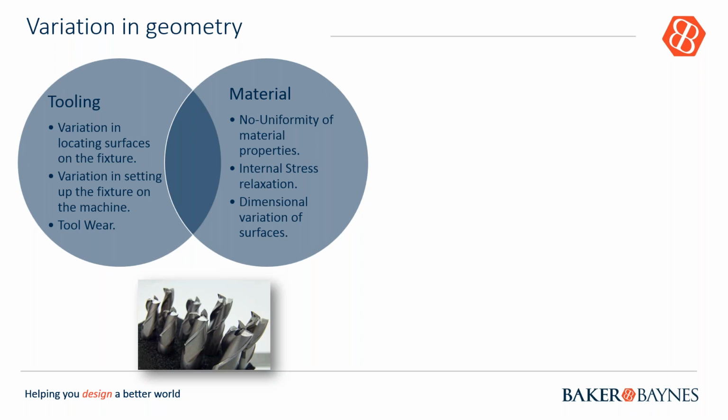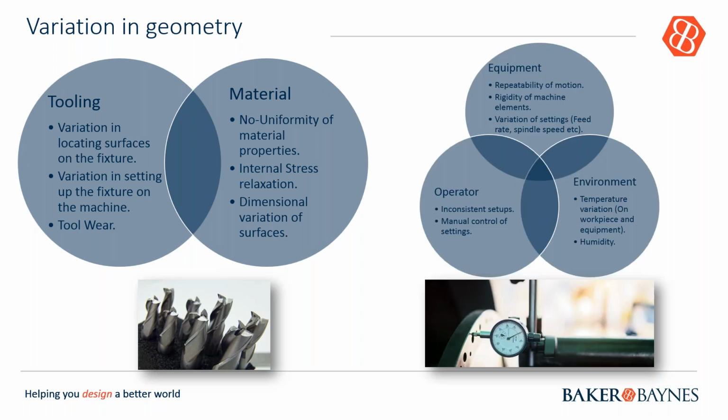Material as well, so non-uniformity of material properties, internal stress relaxation if the material is not being stress treated or relaxed for fatigue, and also dimensional variation in the surface. Also, sometimes we find that in our equipment that we use, there are some issues. It could be equipment, it could be operator, also environment. So these are areas of consideration for tolerances as well as for manufacturing to precision engineering.